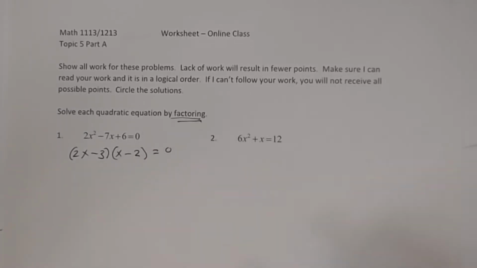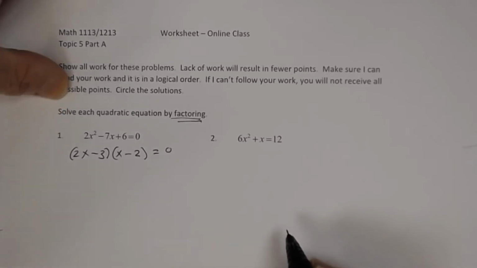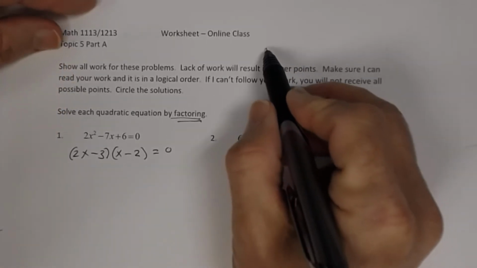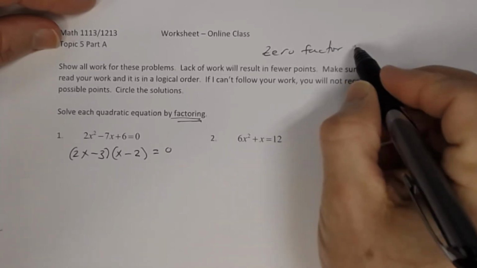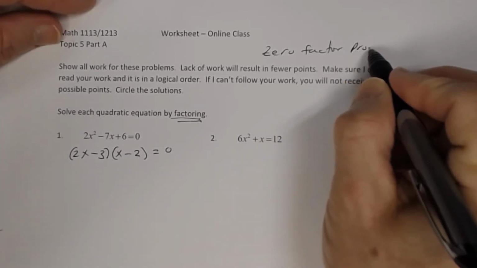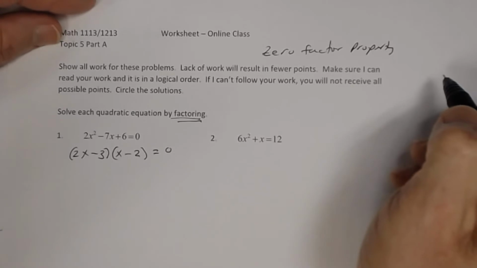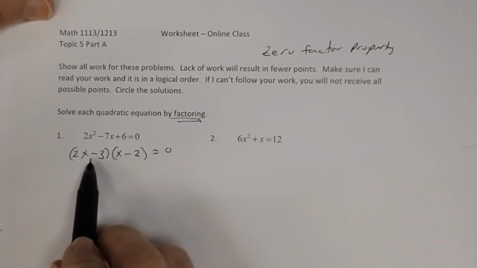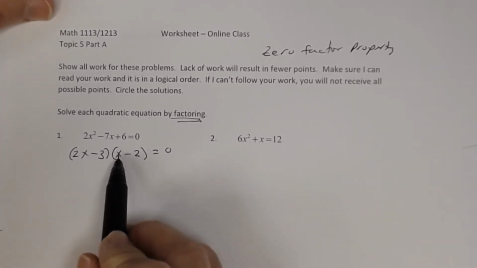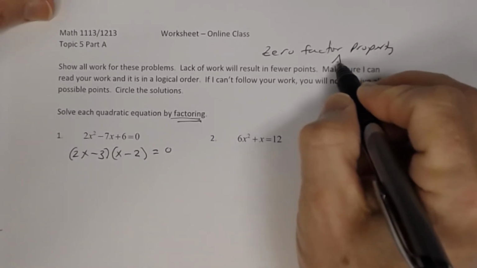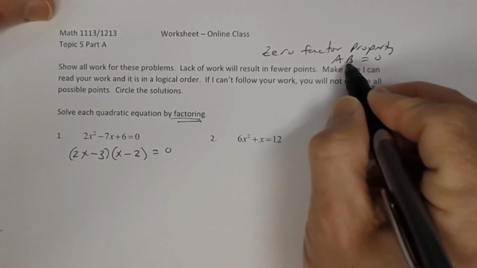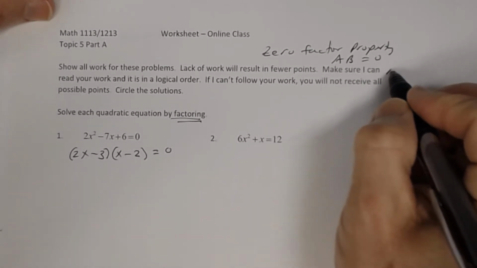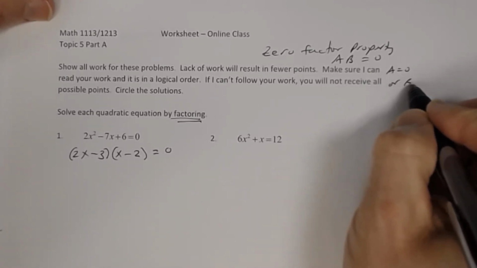Now the next thing you're going to use is what's called the zero factor property. In the lessons you learned about the zero factor property. Basically, the zero factor property indicates that if you have two or more factors whose product is 0, then one of those factors has to be 0. So either A is 0 or B is 0.